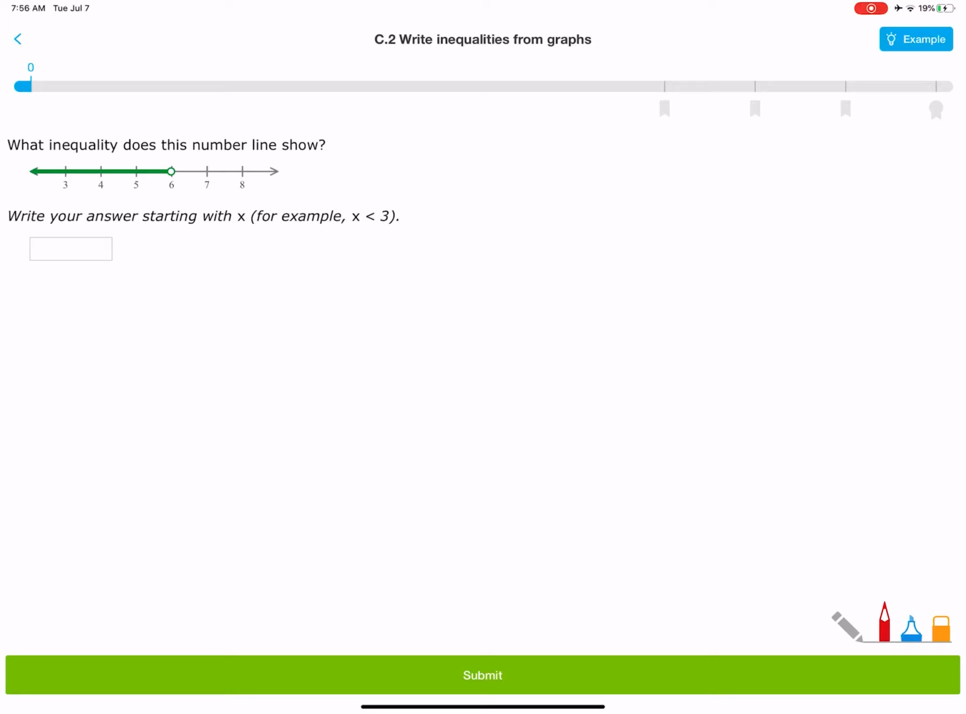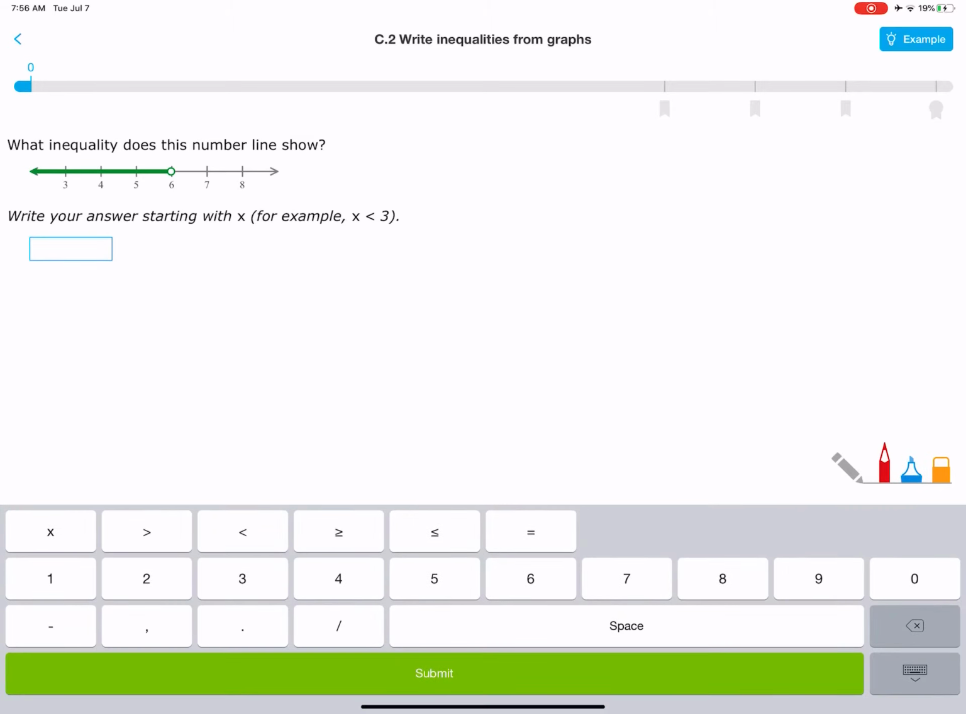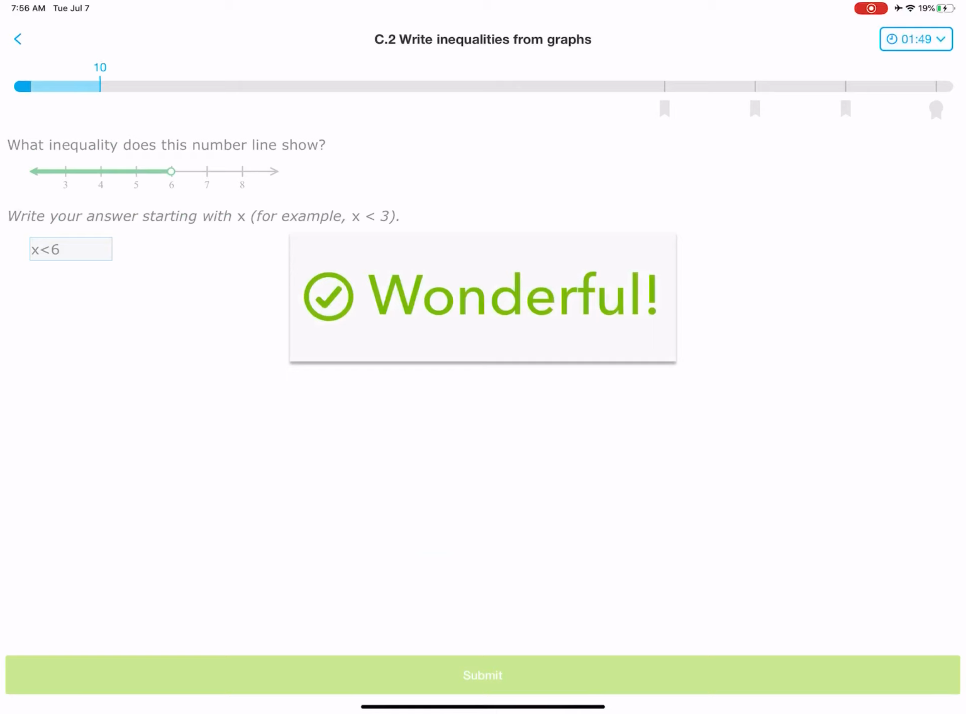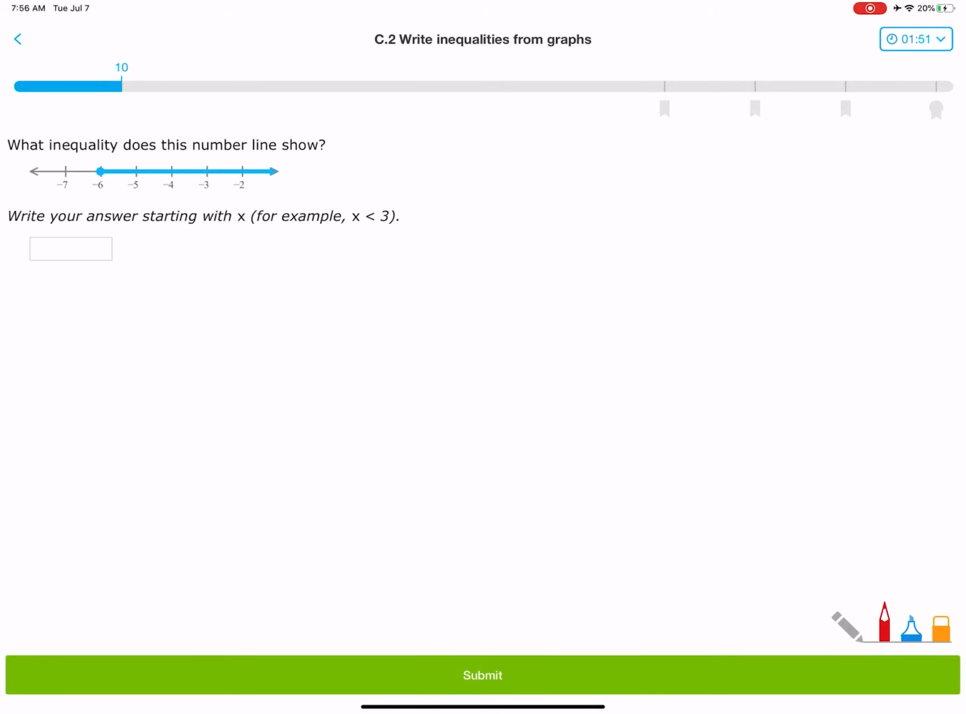We've got the 6, which is less than, so it's an open circle. Oh, sorry. We always start with x. Don't ever start with the number. We start with the x, and we know that the x is less than, and it's open to the number 6. Okay, I just redeemed myself.